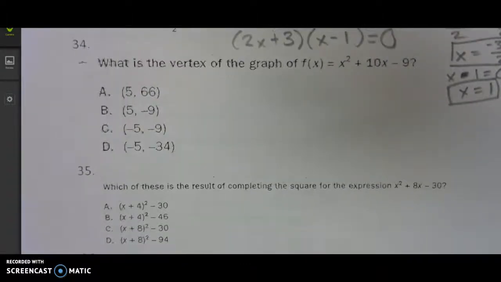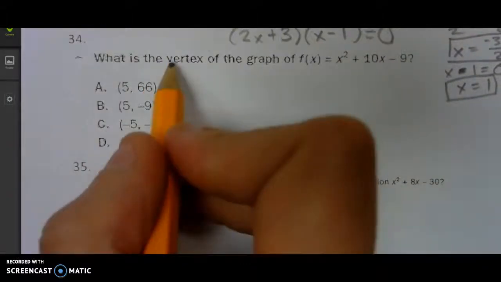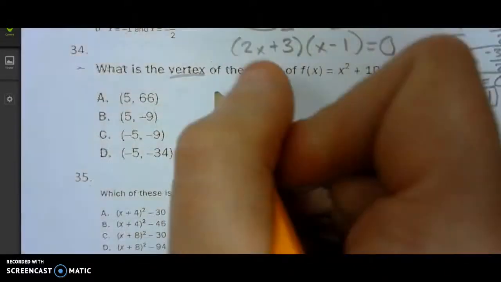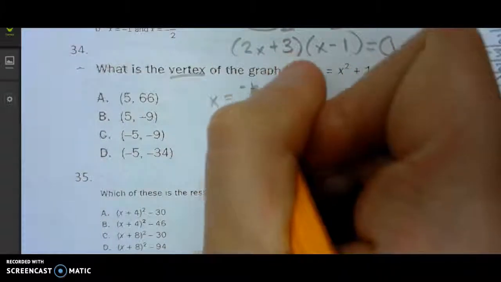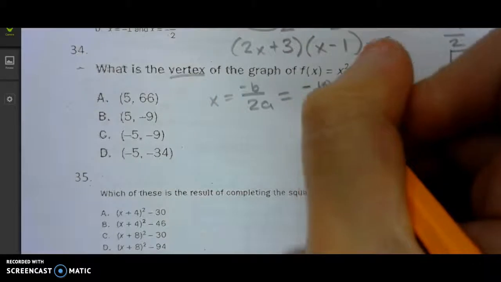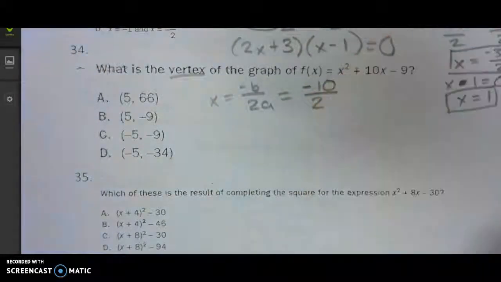34, what is the vertex of this graph? Remember the vertex, we have to get the axis of symmetry and then plug it in. So axis of symmetry is the formula you have to remember. x equals negative b over 2a. b is 10, negative 10 over 2 times, there's an imaginary 1.